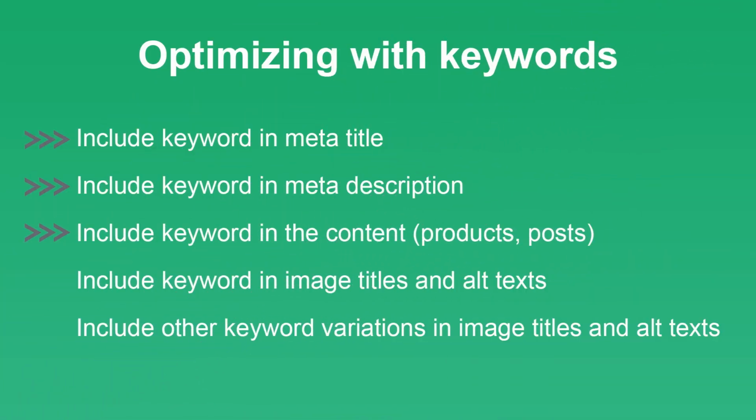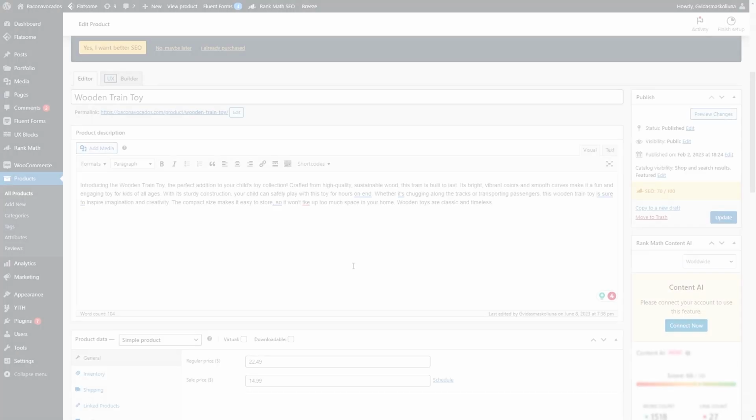And also, when we are optimizing our content with keywords, we include our main keyword in the title of images and in the alt text. So let's say I have a product, wooden train toy.